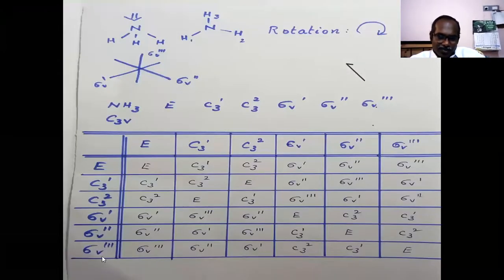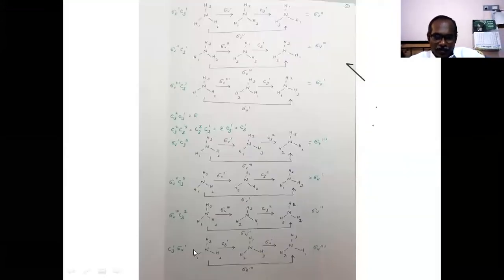Look at this. So the third row we have completed and we are going to the fourth row. Now you will understand what I have really said. Watch closely. C3 once, sigma V once. Watch very closely. If you don't understand this, you cannot complete the multiplication table for any molecule. Look here. This is the original molecule taken. Nitrogen at the center, hydrogen, hydrogen, hydrogen. Numbers are given like this, 1, 2, and 3.